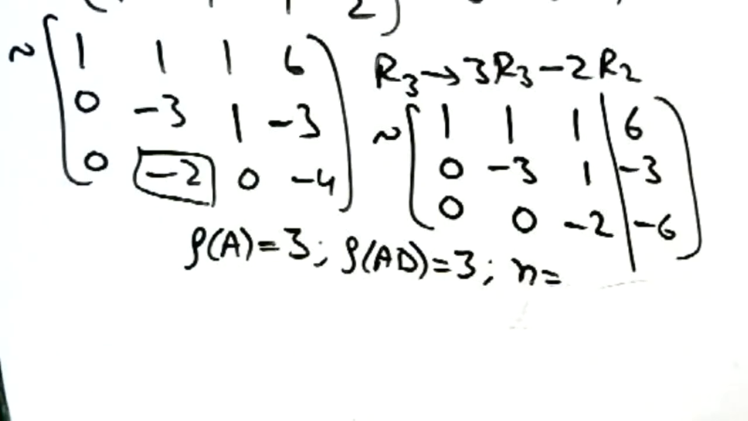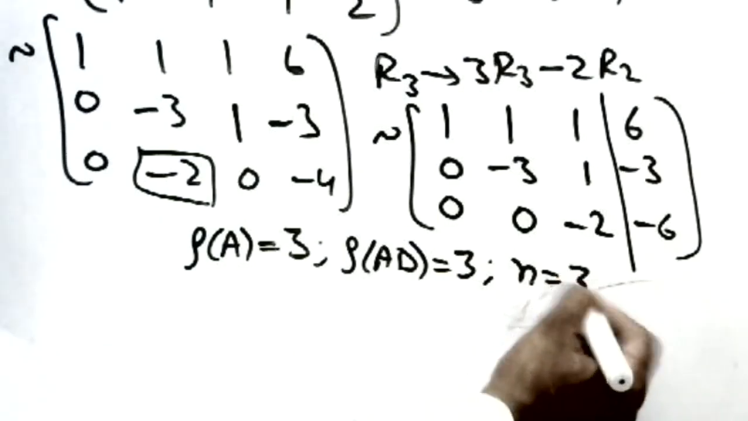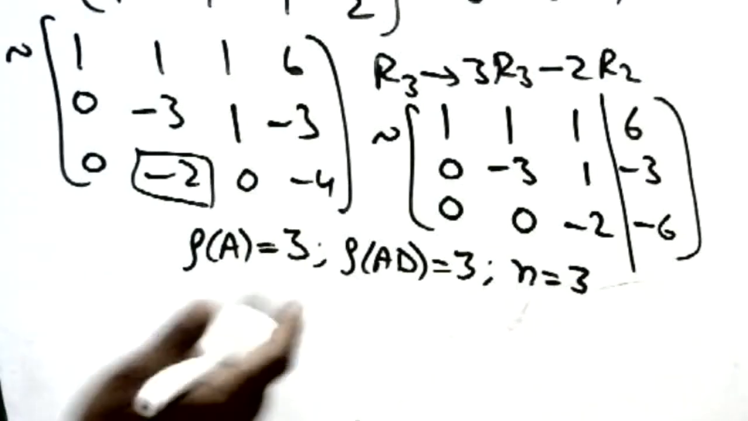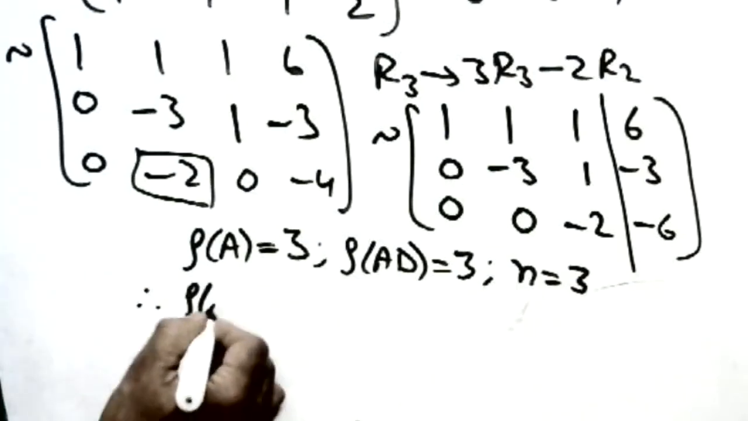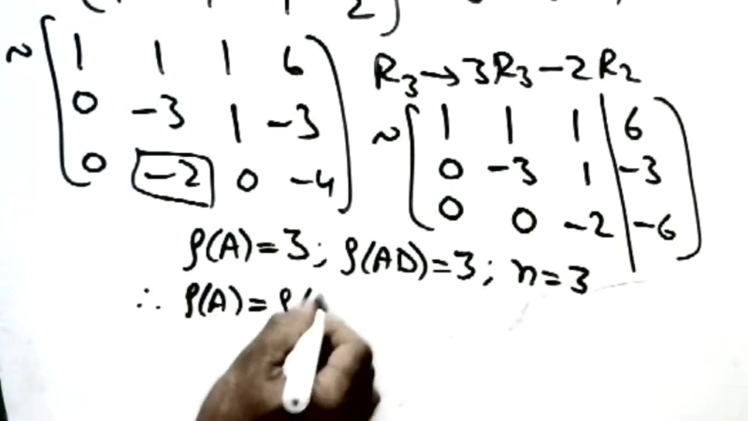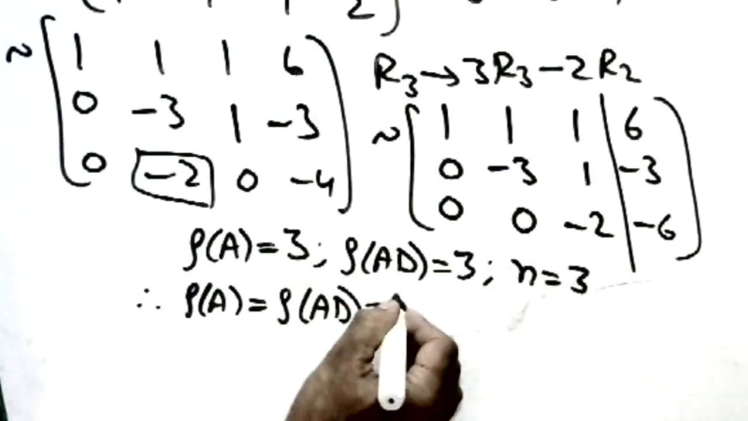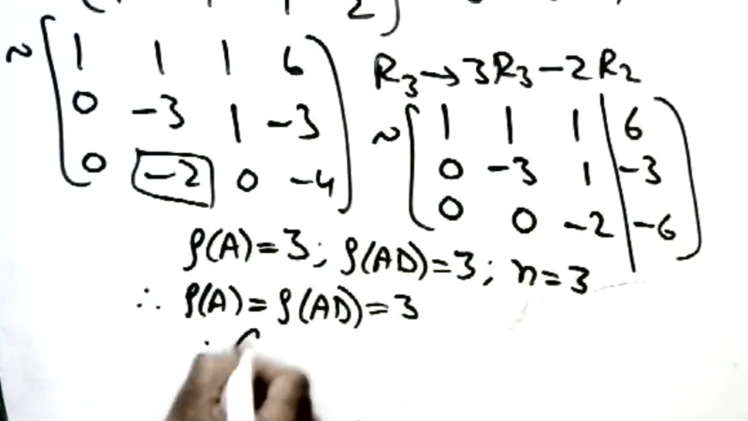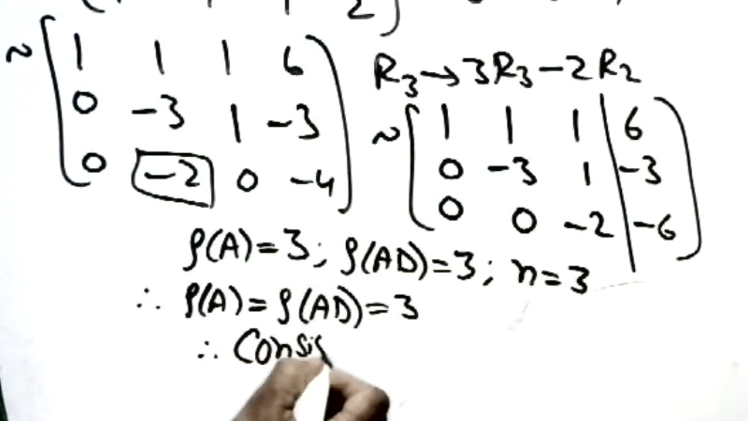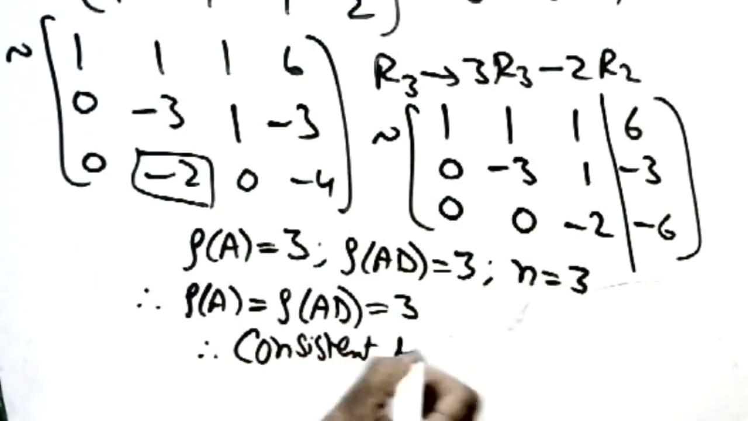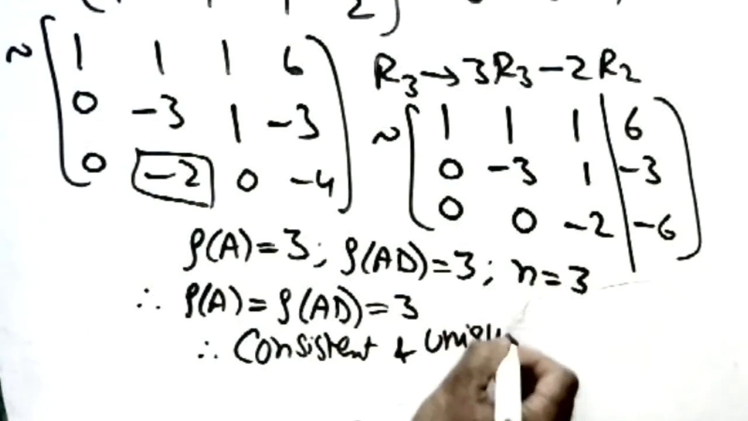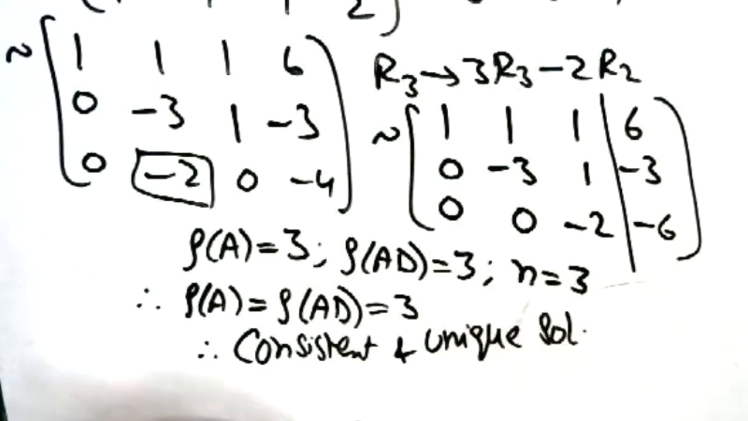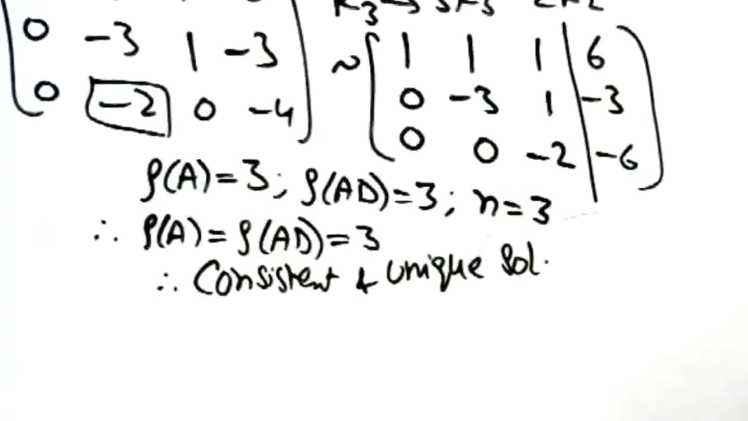And how many variables are there? N means number of variables. We are having 3 variables, x, y, z. So n is 3. Now what is the condition here? The first condition. Therefore, rank of A equals rank of AD equals 3. Therefore, the system of equations is consistent. What we write? Consistent and has a unique solution.